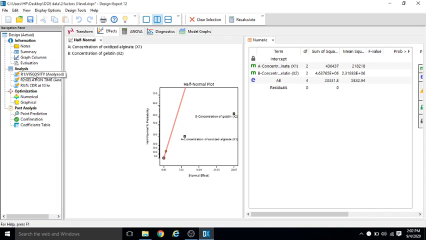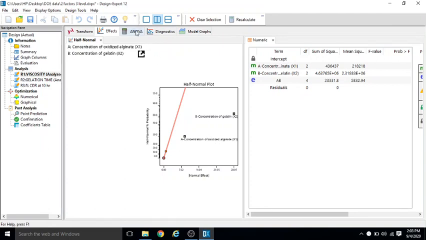So when we click on viscosity and go for the effect, it indicates that on viscosity, as per the half normal plot, the viscosity is more dependent on the concentration of gelatin than the concentration of oxidized alginate, right? So this we can learn from this particular graph, that the concentration of gelatin is contributing towards the viscosity more compared to the concentration of oxidized alginate.